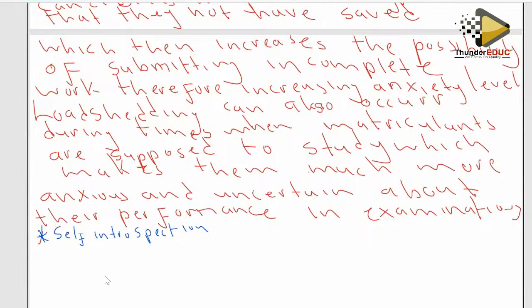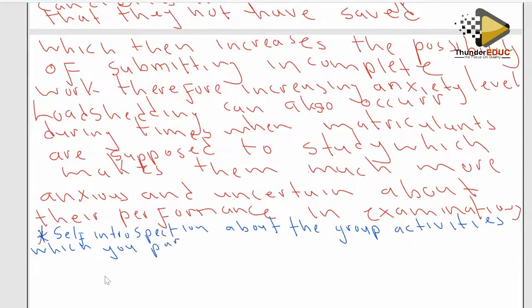Self-introspection about the group activities which you participate in while excluding others. So look at the group activities you participate in whilst excluding others.